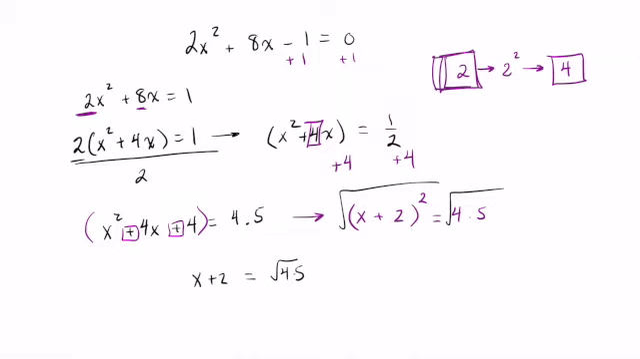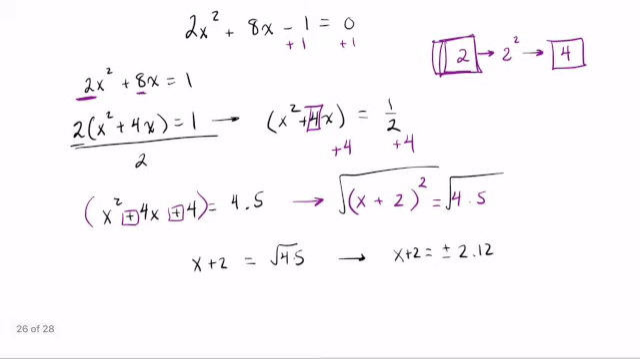And if I go ahead and clean that up by taking the square root of 4.5, I get 2.12, or, yeah, we'll just leave it as x plus 2 equals 2.12. I'm going to subtract 2 from both sides. Actually, back up. I apologize. That gives me x plus 2 equals plus or minus 2.12.